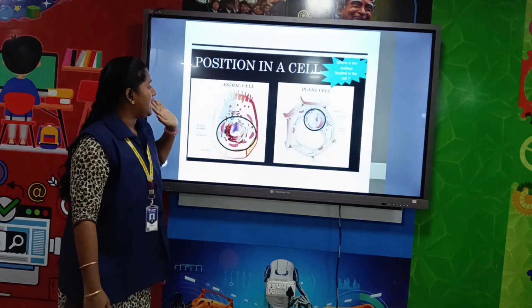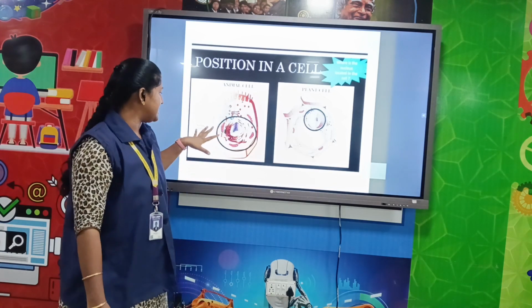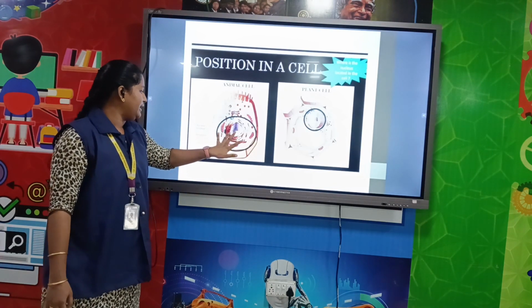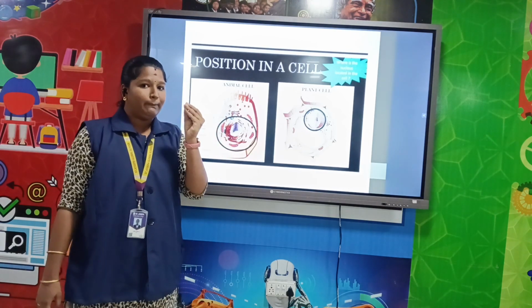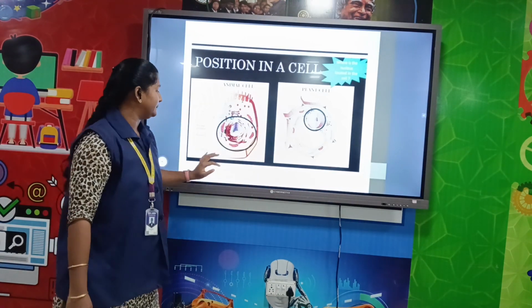Whereas in the animal cell, it is located exactly in the middle of the cell. This first layer is the nuclear membrane, and the second one is the nucleolus, and inside the nucleolus there is fluid present. So this is the position of the nucleus in the cell.